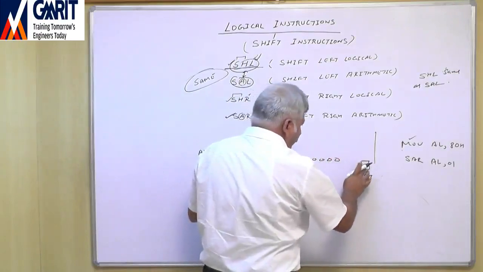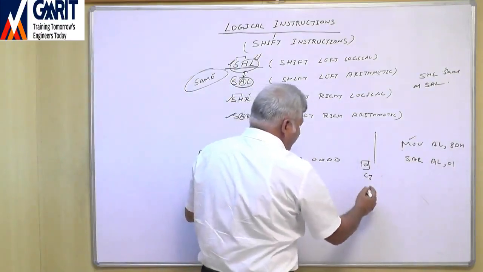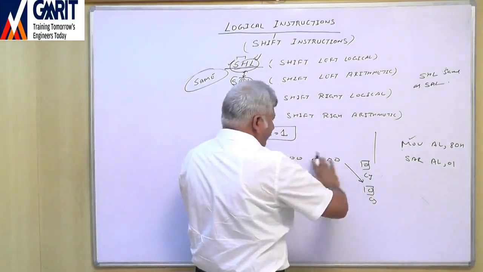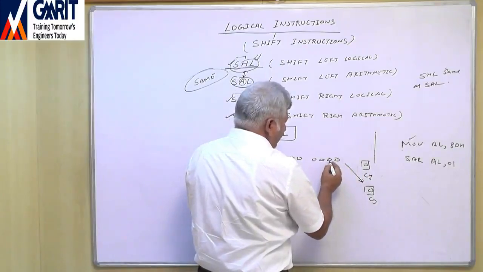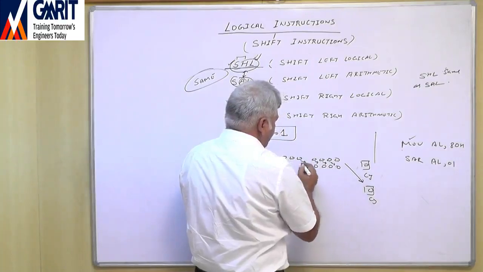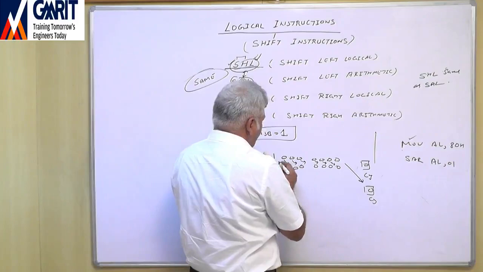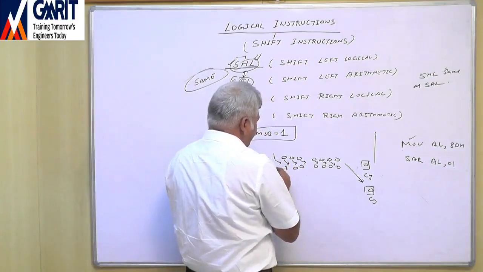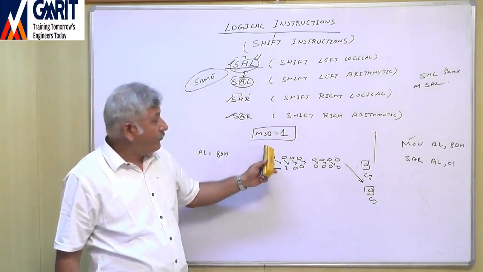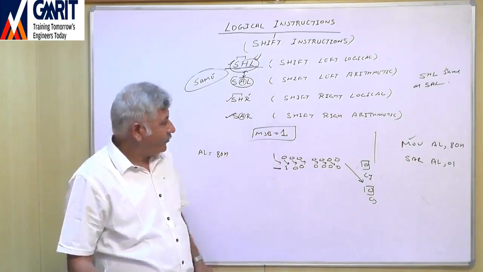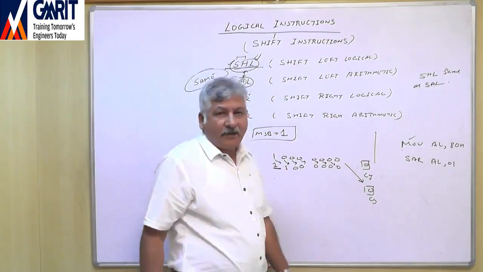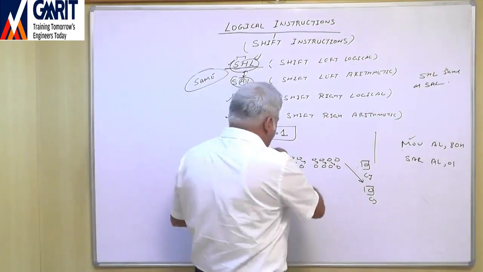Now this 0 bit will go to carry flag. Already carry flag was 0, so there will be no change. This 0 will come here. All the bits will now be shifted right side. There is a vacancy at the MSB position. So the MSB vacancy will be filled by the most significant bit of the original number. The original number MSB was 1. So here you will get 1. So in this way, this is our result.